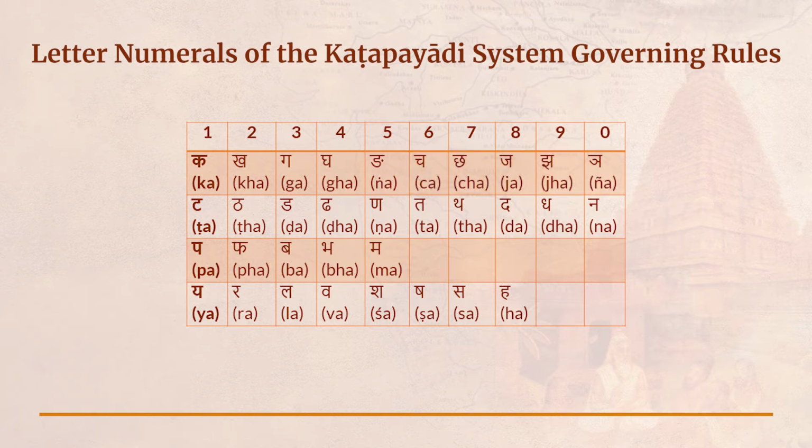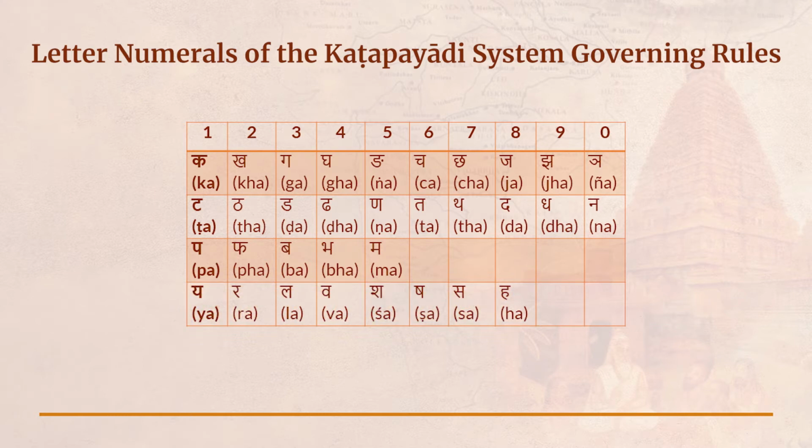Then you have the second row, you see, you have ta, tha, da, dha, na and ta, tha, da, dha, na. So they represent 1, 2, 3, 4, 5, 6, 7, 8, 9, 0. Then in the third row, you have pa, pha, ba, bha, ma, which is 1, 2, 3, 4, 5. Then the last row, you have ya, ra, la, va, sha, sha, sa and ha. So which runs from 1 to 8.